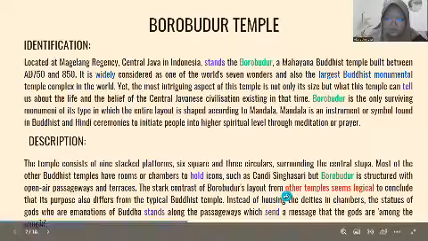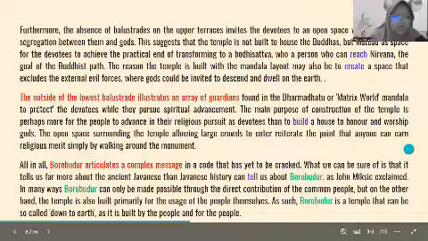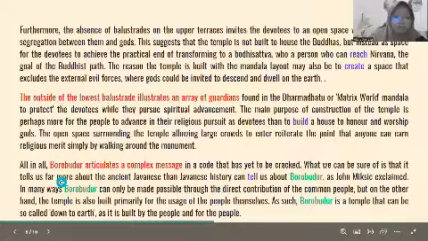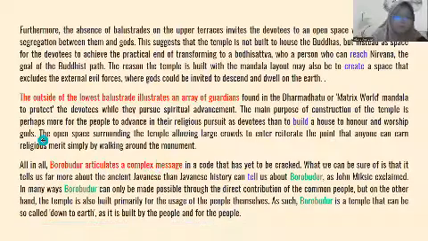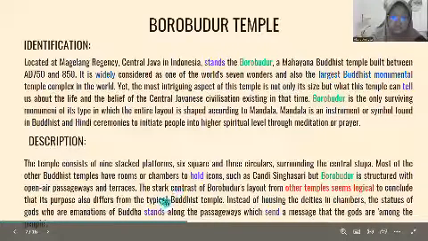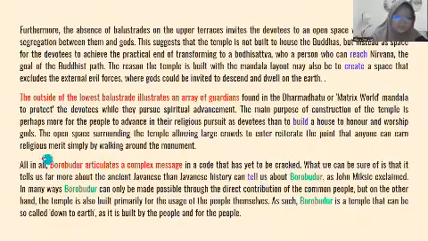So here, the red one, "other temples seem logical," is the simple present. And also here, "the outside of the lowest balustrade illustrates an array of guardians." And also, "Borobudur articulates a complex message." The second is the purple one. It is about action verbs. It's like this: stands, tell, hold, stands also, send, reach, create, build, and tell.